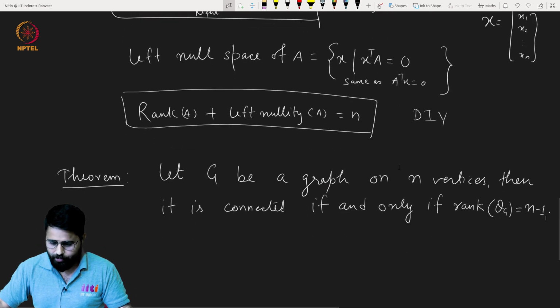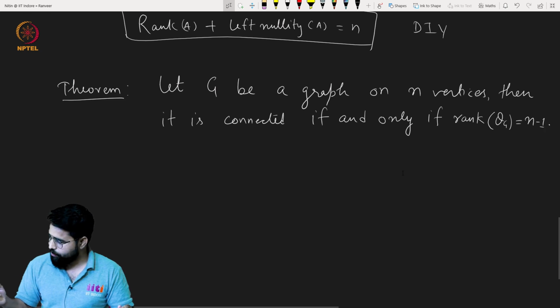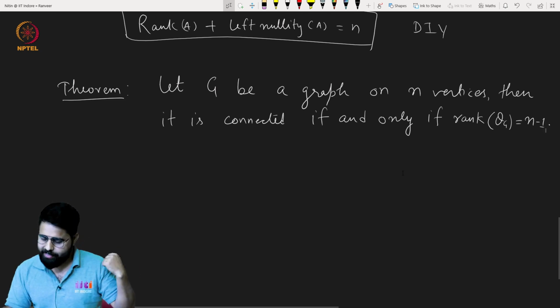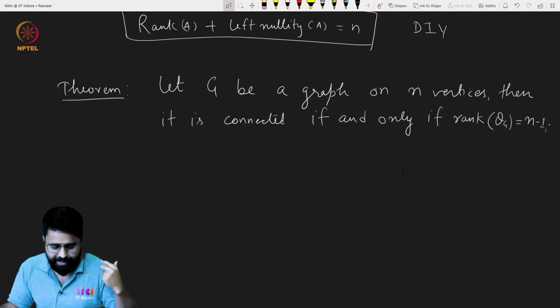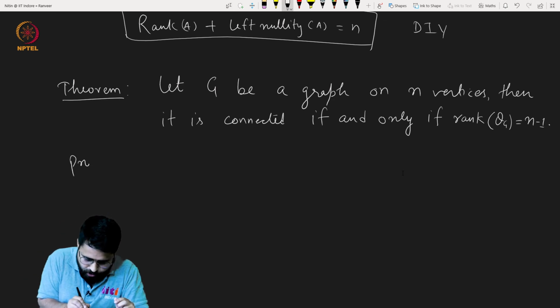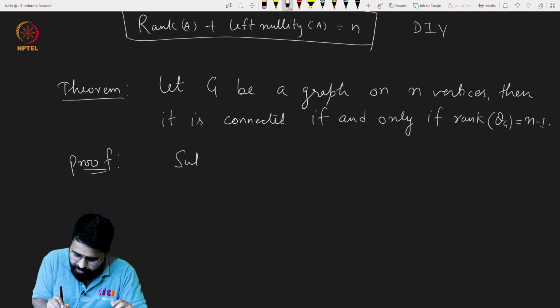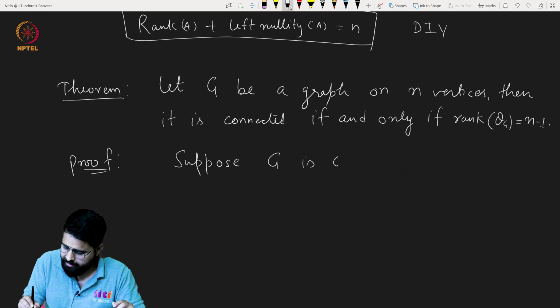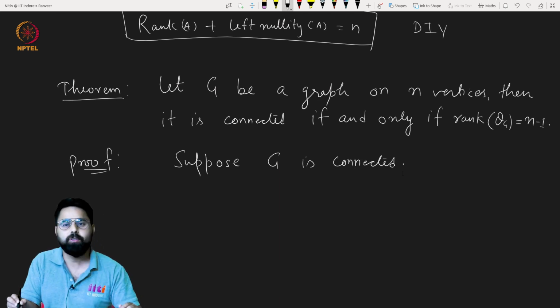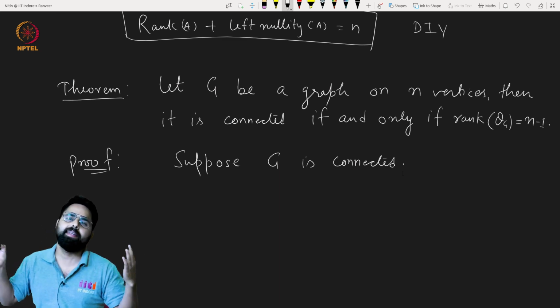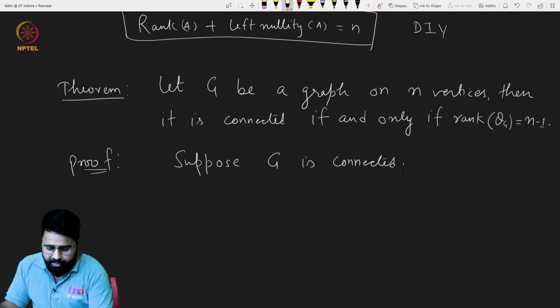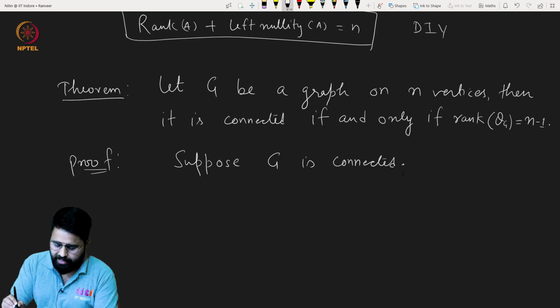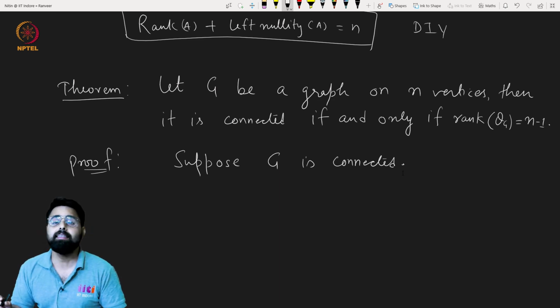So we have to prove it both ways. Okay, so let me proceed with, suppose the graph is connected, then we will establish that the rank of Q_G is n minus 1. So let us move towards the proof. Suppose G is connected. I hope you know what we mean by connected. So there is a path between any two vertices, right? Okay, so in this case, let us write down the incidence matrix.